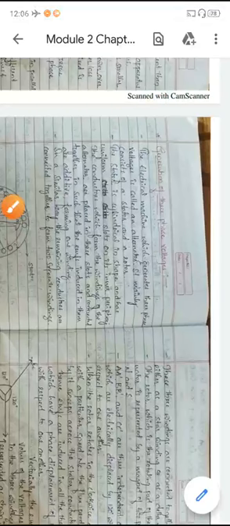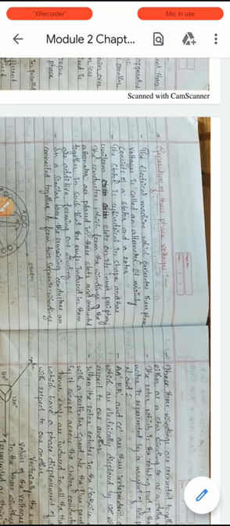Hi students, today we will discuss the generation of three-phase voltages, right? Before starting with the generation of three-phase voltage, we should first understand how we generate a single phase voltage, that you have studied in the second chapter of the first module, right?